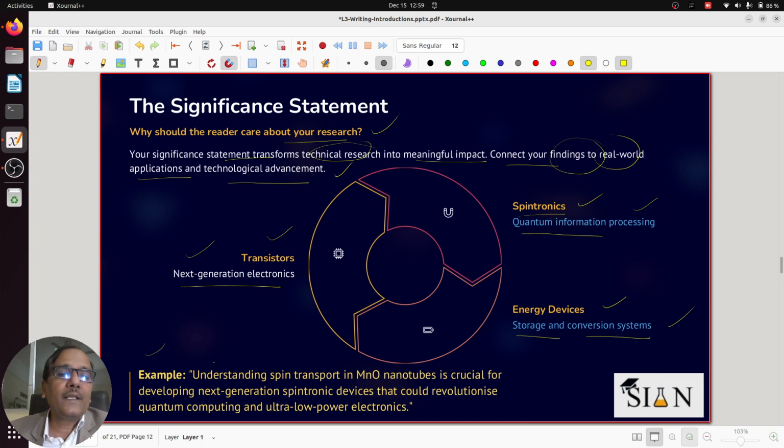So one example is here. Understanding spin transport in MnO nanotubes is crucial for developing next-generation spintronic devices that could revolutionize quantum computing and ultra-low-power electronics. So these are the real-world examples, ultra-low-power electronics and quantum computing, and we are trying to connect our work to real-world examples like quantum computing, low-power electronics and then nano electronics.